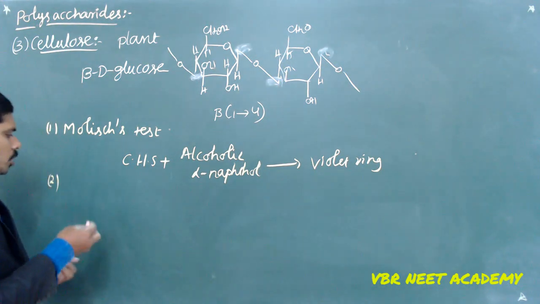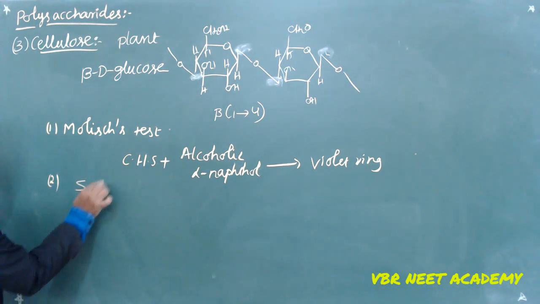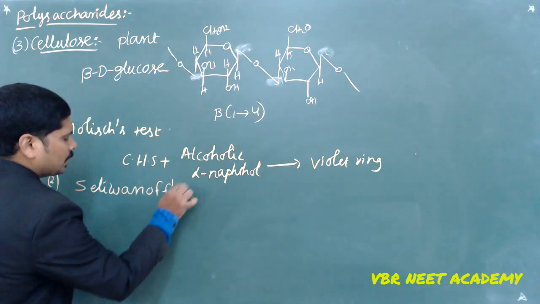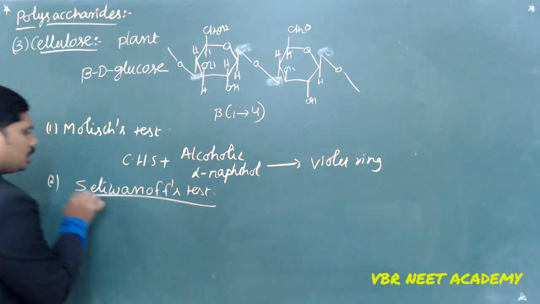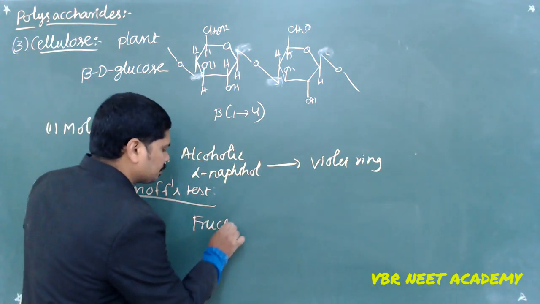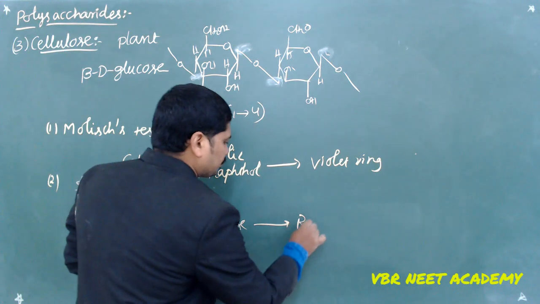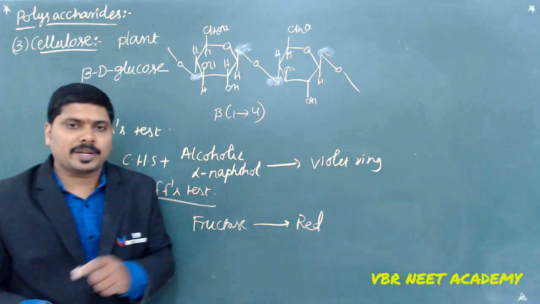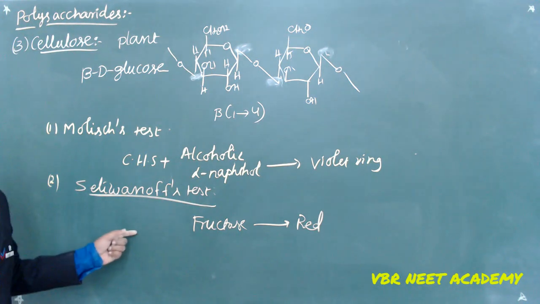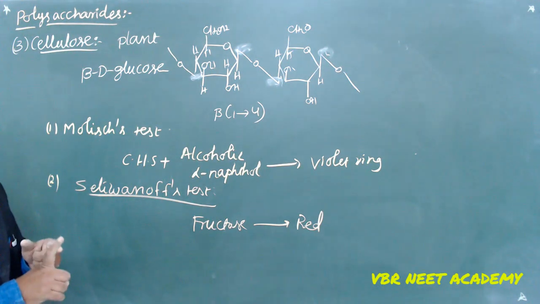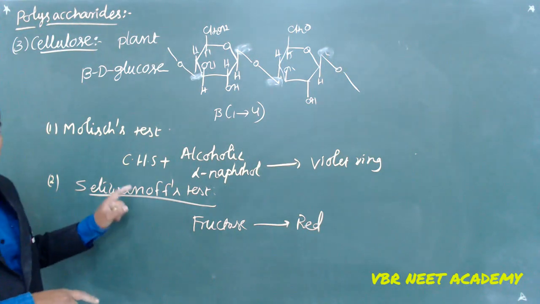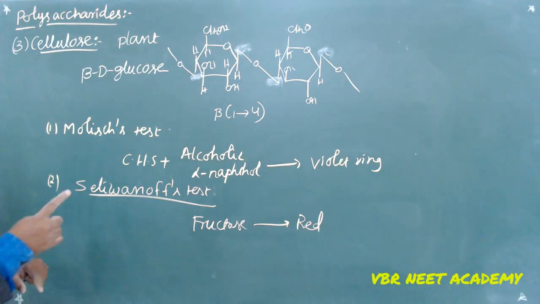That is why, if you want to differentiate, we do Selivanoff's test for fructose. Fructose gives a red color, so that we can differentiate glucose and fructose. Both glucose and fructose give Fehling's and Tollens tests, and we use Selivanoff's test for differentiating glucose and fructose.